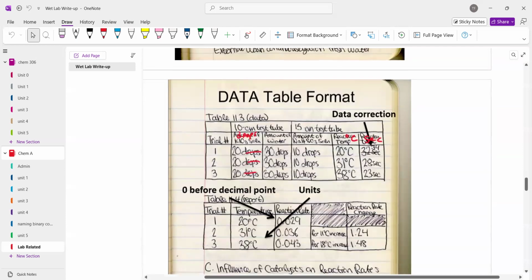Okay, this is what a data table looks like. All numbers need units except for pH. And there may be a couple more, but pH is the most common one without a unit. We're going to mention pH in unit 3, very briefly. It's out of the scope of this class, but I mention it anyway, just because it's so common.